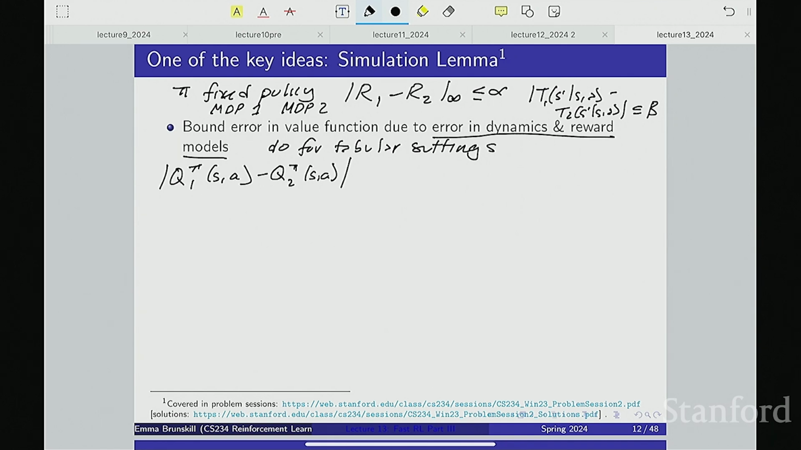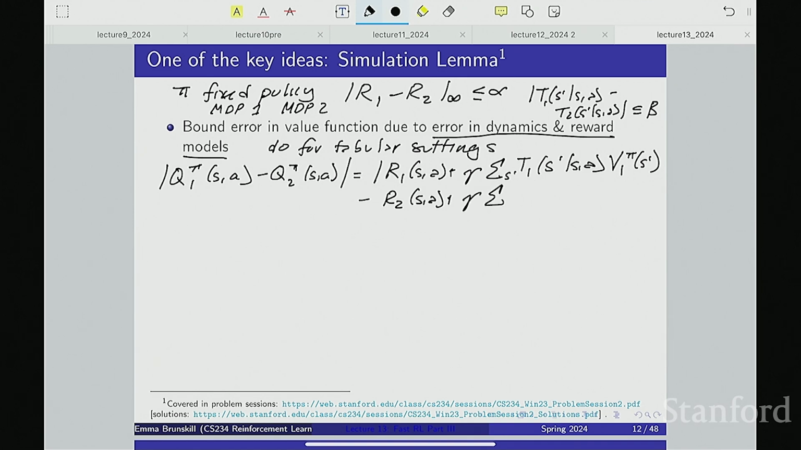Okay, so this is the difference. Let's just write down what that will look like. So this is going to be R1 of SA plus gamma sum over S prime T1 of S prime given SA, V1 pi of S prime, minus R2 of SA plus gamma sum over S prime T2 of S prime. And just use the definition of the Q function there to write out what is the difference between the two Q values. All right, we're going to upper bound this.